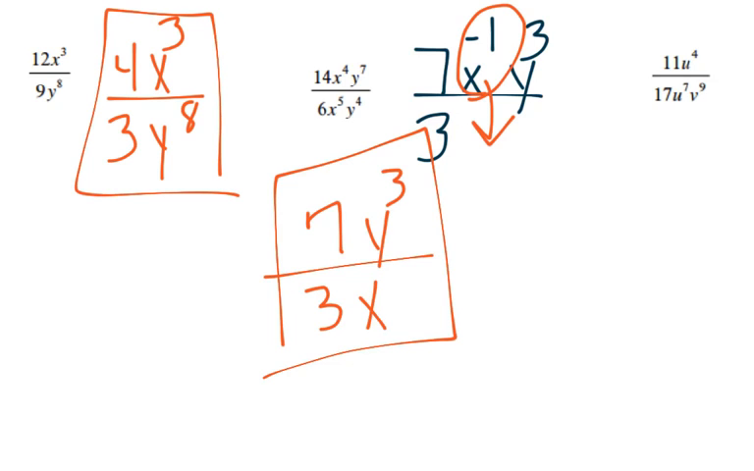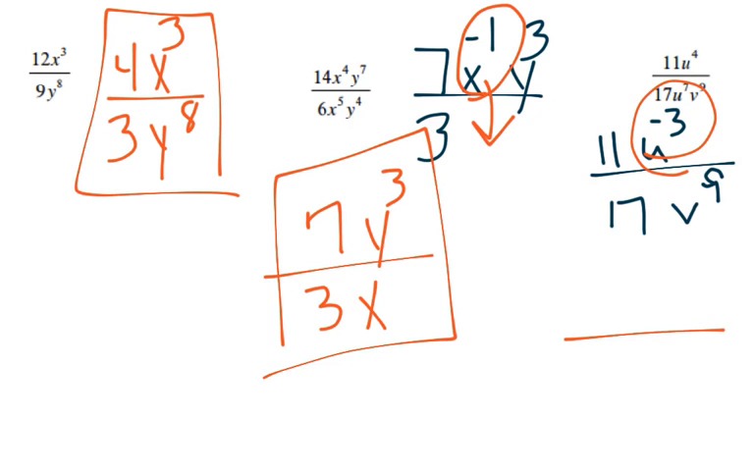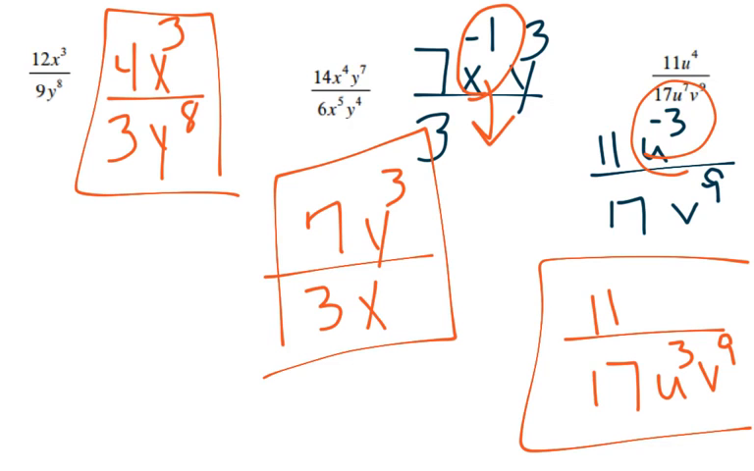So for our next one, we have 11 over 17 that will not reduce. We have u to the 4 minus 7, which is negative 3. We have a v to the 9 on the bottom, so it stays on the bottom. All right, the only negative exponent we have is right here. So 11 stays on the top, 17 stays on the bottom, u to the third on the bottom, and v to the 9th on the bottom, and that is your answer.